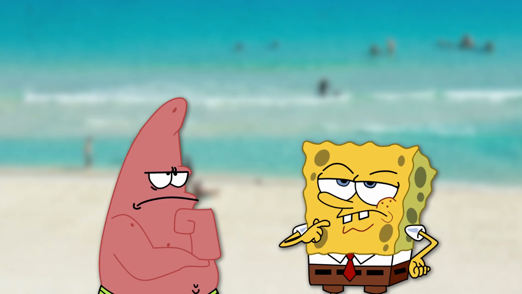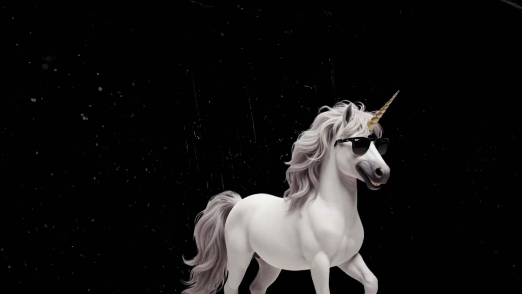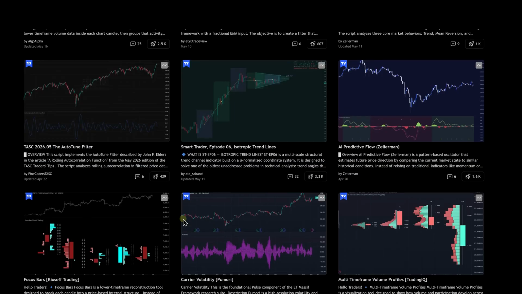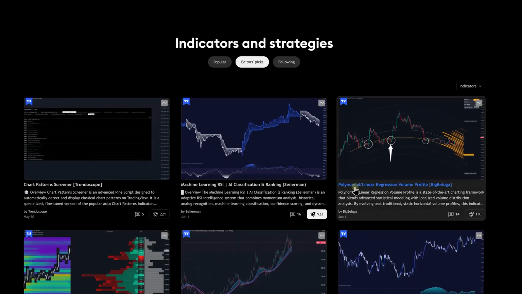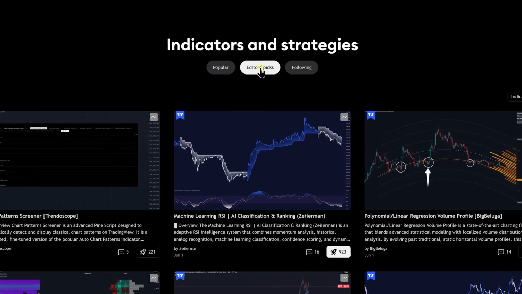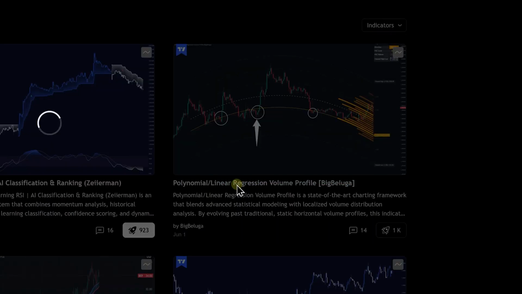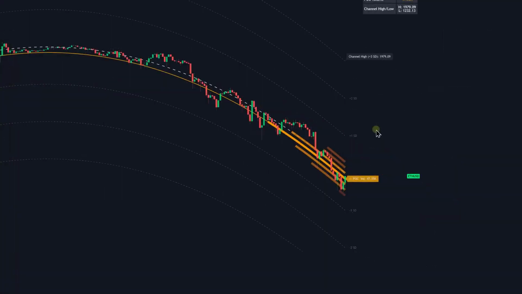I know what you may be thinking. Another volume profile indicator? Like, what makes this different from every other volume profile tool on TradingView? Well, for starters, this indicator was chosen by TradingView under the editor's picks, as you can see here. That alone makes this indicator worth trying out. Now, take a look at this.